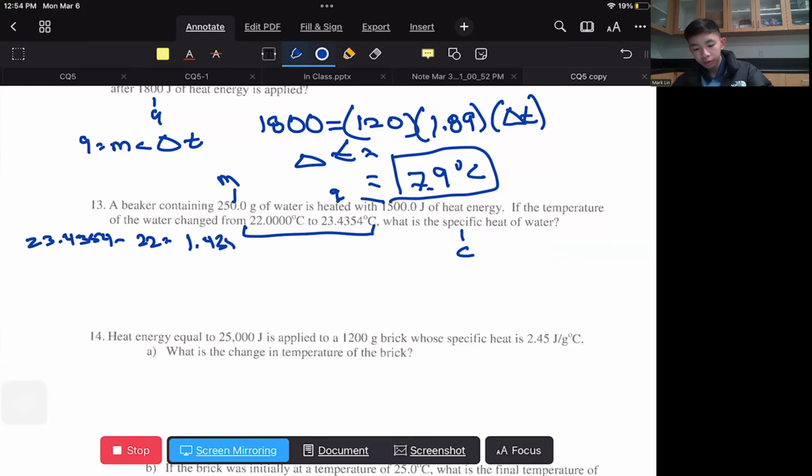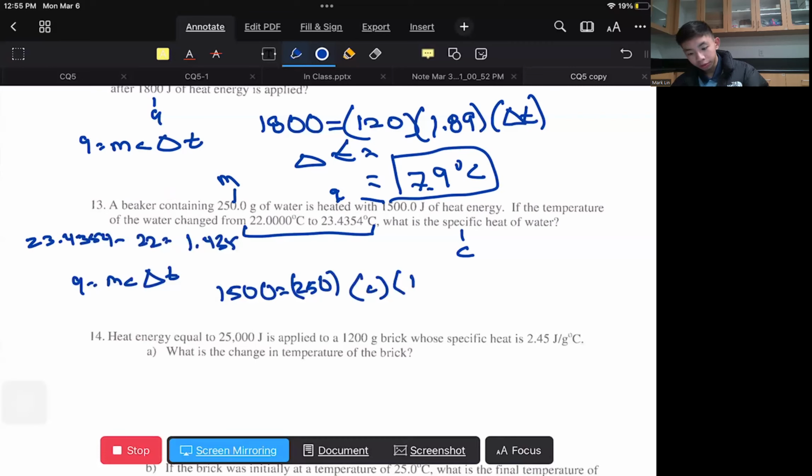You should get 1.435. So Q equals MC delta T. Q is 1500, M is 250, C is what we're trying to find, and delta T is 1.435. And C will equal 4.18 joules over grams degrees Celsius.